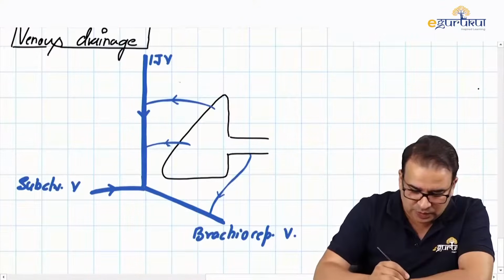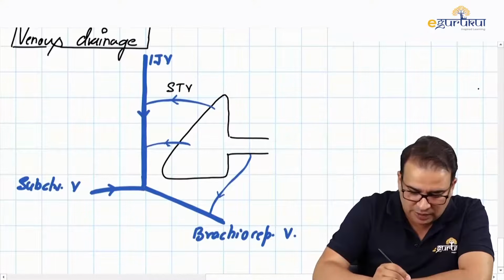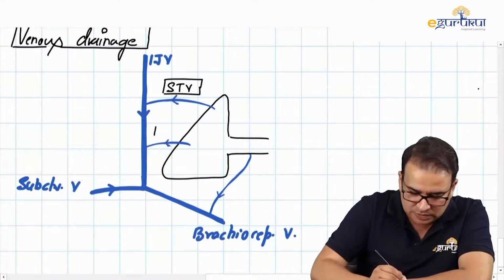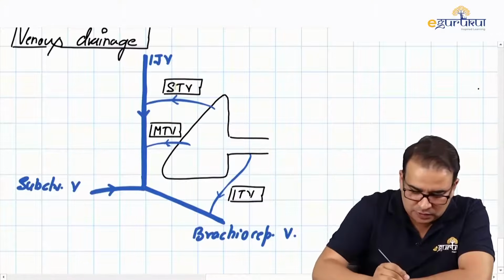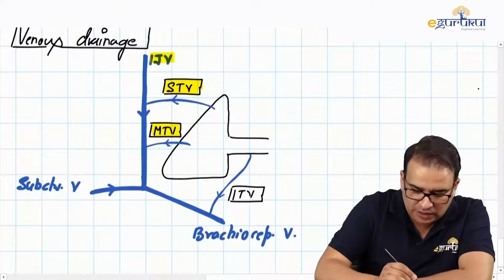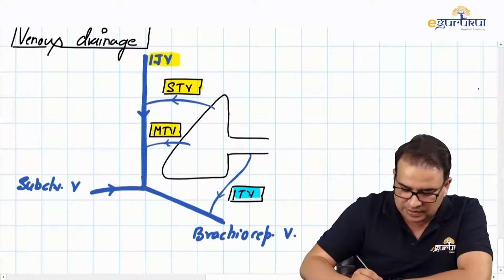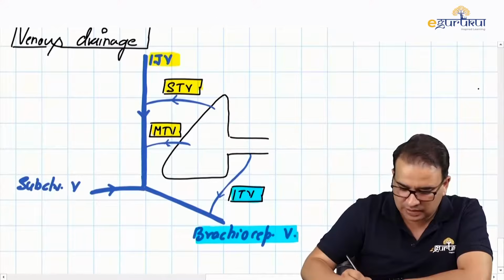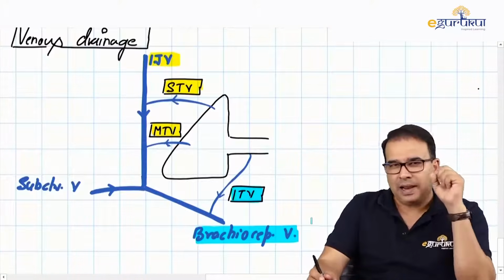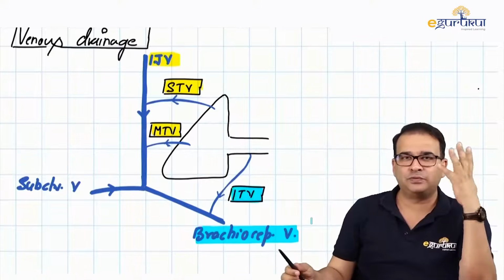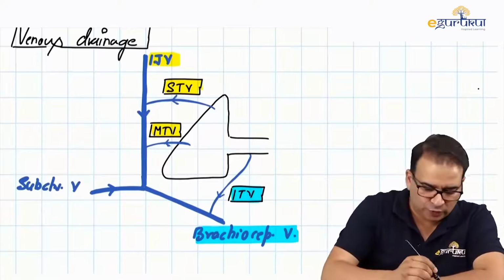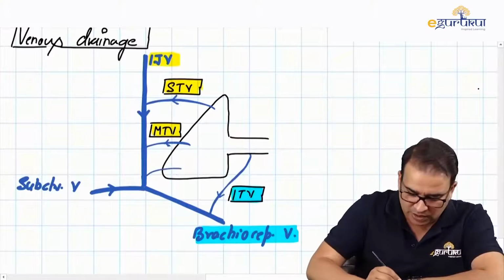So this here is the superior thyroid vein. I'm writing in short, that is STV, superior thyroid vein. This one is middle thyroid vein. And this is inferior thyroid vein. So that's a direct question here. Superior thyroid and middle thyroid vein, they're draining into internal jugular, whereas inferior thyroid vein is draining into brachiocephalic. And sometimes an additional vein is also seen between middle and inferior thyroid, that is called the fourth vein of Kocher. And that fourth vein of Kocher, if present, will also be draining into the internal jugular vein only.